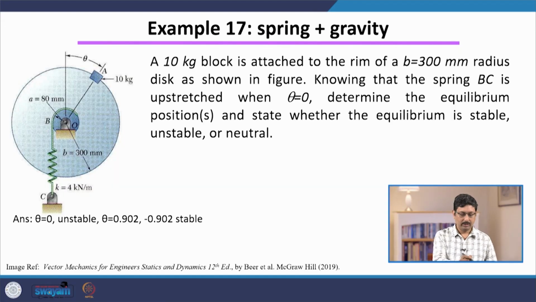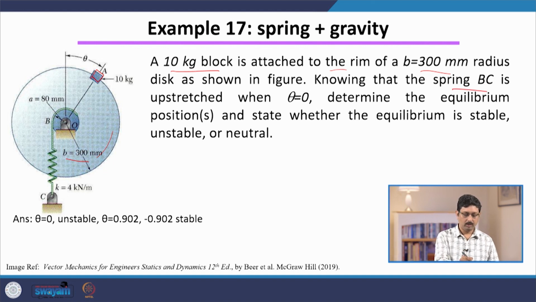We have a mechanism as shown in this figure. A 10 kg block is attached to the rim of a disc whose radius is b, equal to 300 millimeter, and at the center this block is also attached to some wheel which can rotate, and this wheel is attached to a spring BC. Now, this is the mechanism.